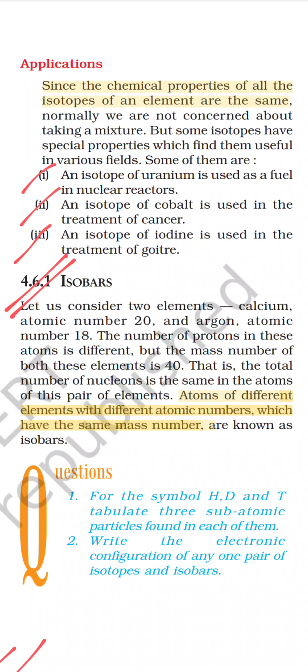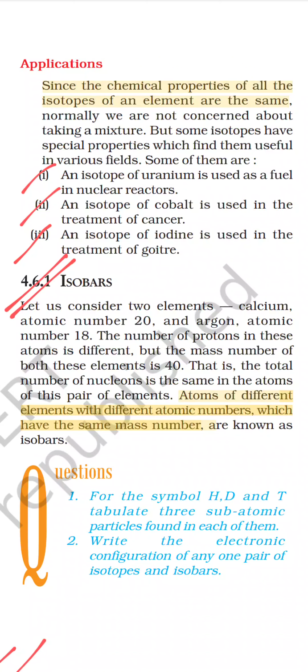Now we will discuss isobars. Let us consider two elements. Calcium's atomic number is 20 and argon's atomic number is 18. The number of protons in these atoms is different, but the mass number of both these elements is 40. That is, the total number of nucleons is the same in the atoms of this pair of elements.